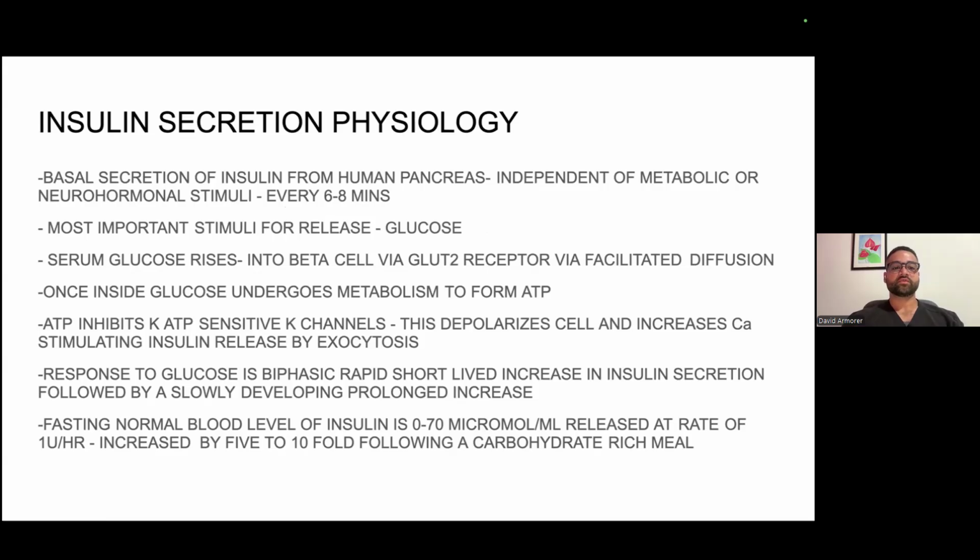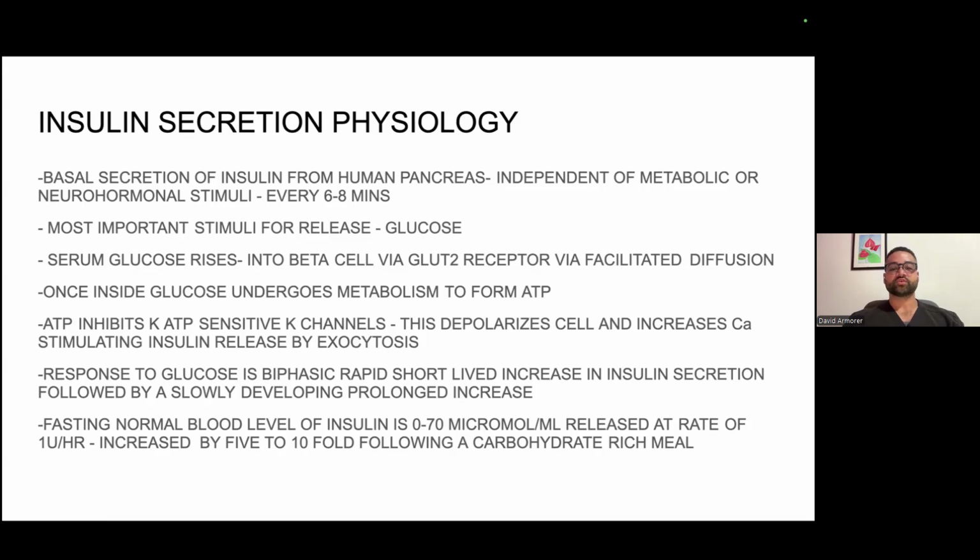So once the serum glucose rises, it enters the beta cell via a GLUT2 receptor, via facilitated diffusion, and undergoes metabolism to form ATP in the beta cell. The ATP would inhibit the KATP sensitive channels, and this would depolarize the cell and increase the calcium, stimulating insulin release by exocytosis. So the response to glucose is biphasic.